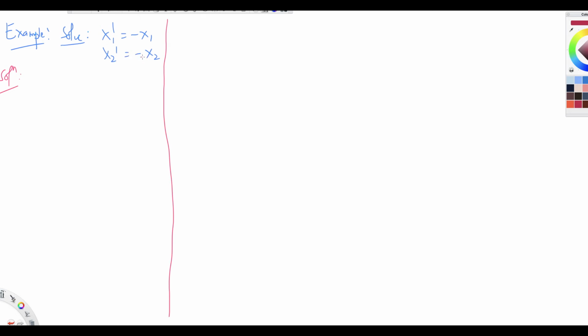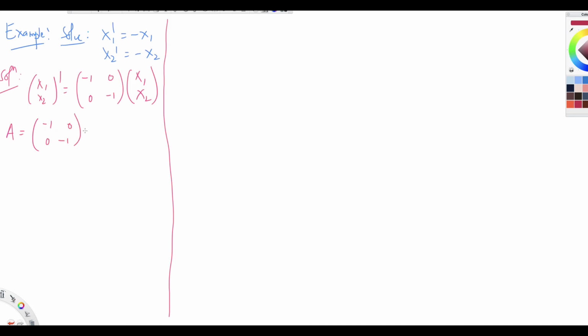Or if you want to use the matrix method, how do you write that? You can write this as (x1, x2) prime equals the matrix with rows (-1, 0) and (0, -1) times (x1, x2), right? If you multiply this matrix, you will get negative x1, negative x2 on the right side. So what is A then? A is a diagonal matrix, right? Negative 1, 0, 0, negative 1.